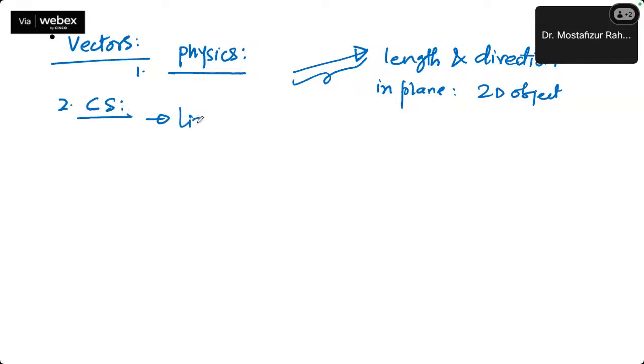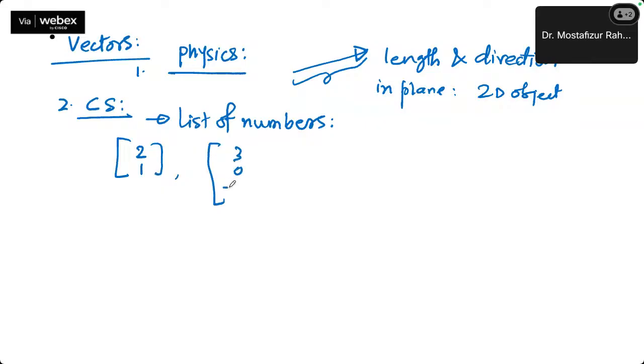ordered list of numbers. So for example, 2 comma 1, 3 comma 0, say -1, -2, 1.5, -0.1, -0.3. So for the first 1 hour of this class, I'll go very slow just to make the basic part of the subject as simple as possible. Then slowly we'll go for a little more complicated things.